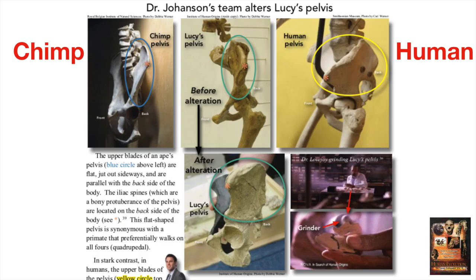If you look at this picture, way to the left is a chimp hip, and way to the right is a human hip, and the one in the middle is what Lucy's hip used to look like. It used to look like a chimp hip, but then they adjusted it to make it look like a human hip. And you don't have to take my word for it. Look at Nova, In Search of Human Origins. This is their documentary. I can't believe they put it out, but this is what they did.